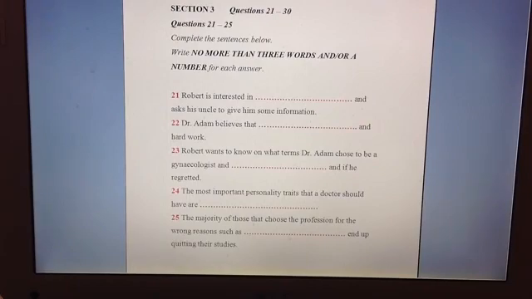For example, in question 23, Robert wants to know on what terms Dr. Adam chose to be a gynecologist. The word gynecologist cannot be paraphrased, so it is wise to underline it and wait to hear it so as for you to know where you stand during the listening section.